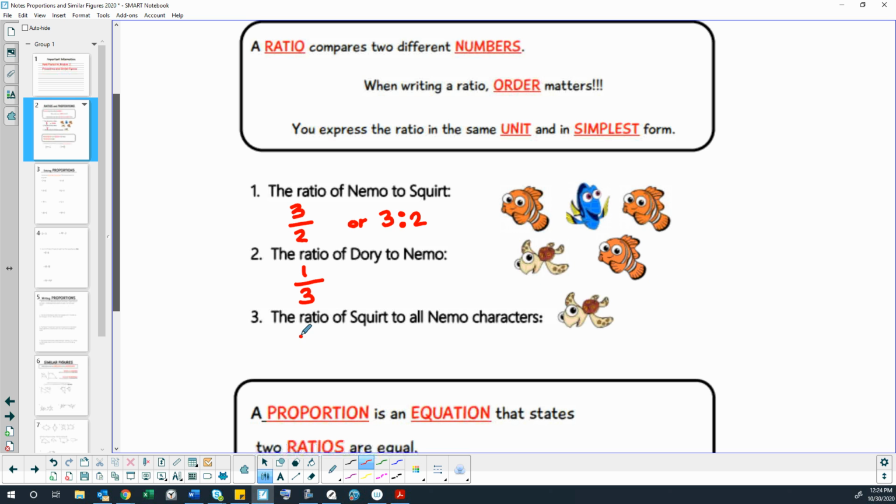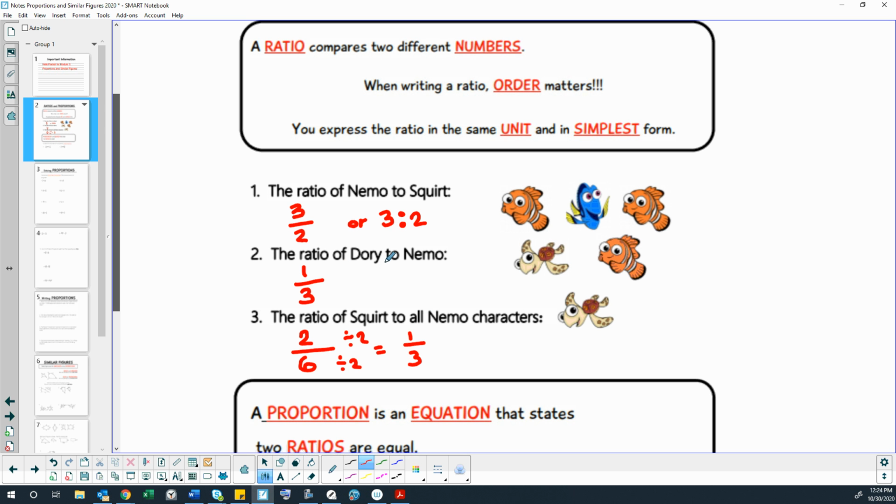So we have 2 Squirts compared to all of these pictures. So 1, 2, 3, 4, 5, 6. So 2 out of the 6 pictures are Squirt. Now, if we can reduce our ratio or our fraction, we should always do that. Notice how 2 over 6 can reduce because both the 2 and the 6 are divisible by 2. And that will give us another ratio of 1/3.